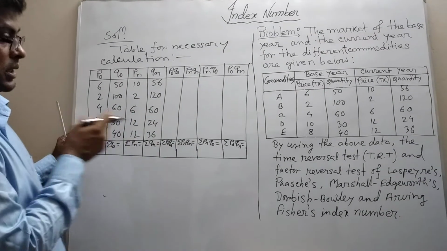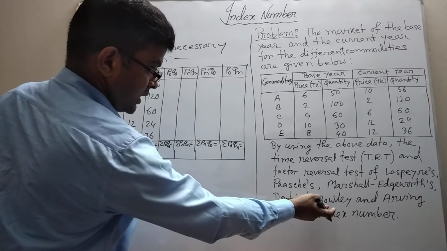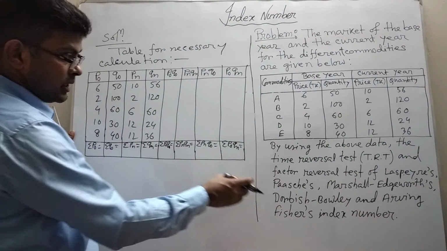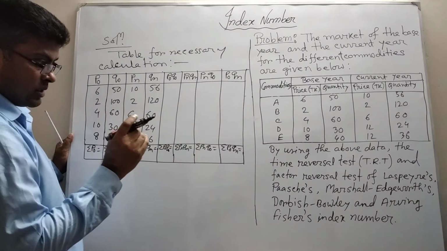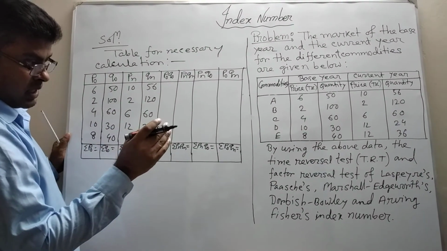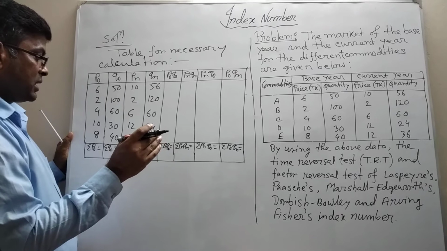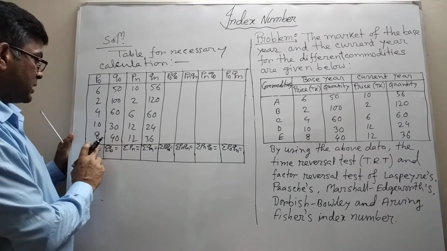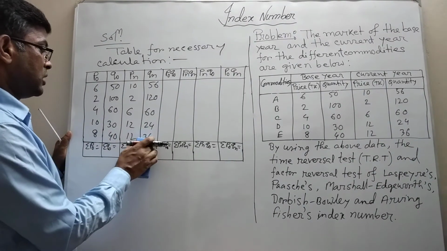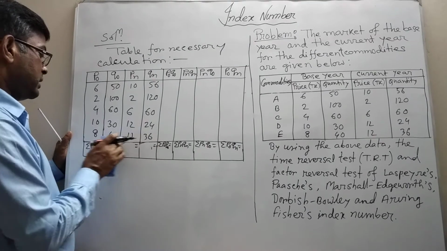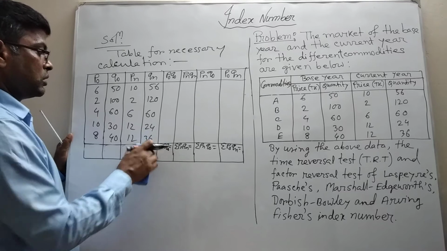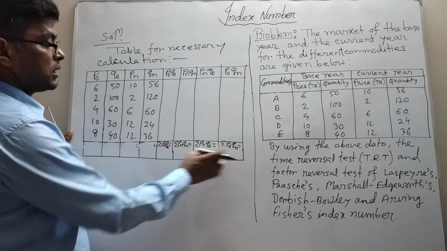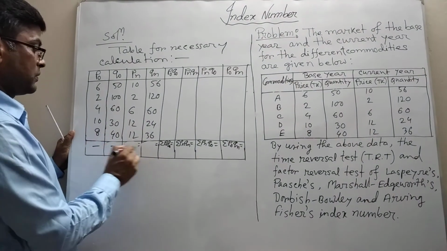Dear students, in this problem we can find the Laspeyres', Paasche's, Marshall-Edgeworth, Dorbish-Bowley, and Irving Fisher's index numbers. So it is not necessary to find the sum total of Pn, Qn. We just calculate these items.